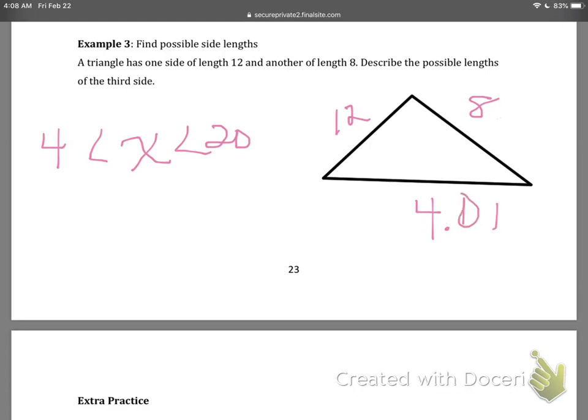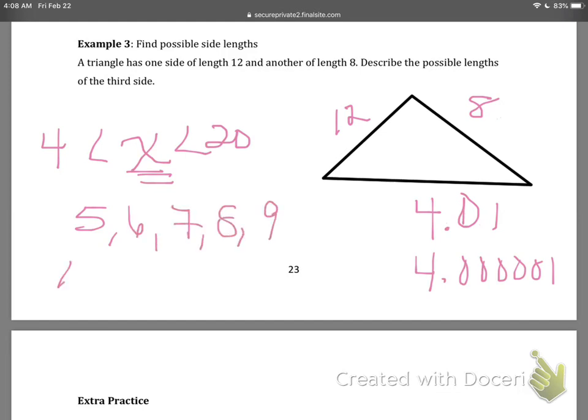If it's 4.001, that works. If it's 4.000001, that works. So we say as long as x is greater than 4, we are good to go with our triangle. So what whole number values can you have? Well, you can have 5, 6, 7, 8, 9, 10, etc., all the way up to 19 for whole numbers that will work for this triangle side.